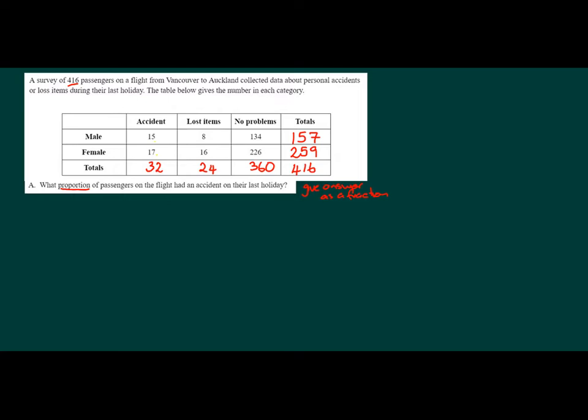So here, proportion of passengers on the flight, so that's all of them, so it's going to be out of 416. So we can put here, there are 416 people on this flight, and how many had an accident on their last holiday? Well, 32 of them did. Okay, so the proportion that had an accident is equal to 32 over 416. That's basically how you do it. You just look at the two particular categories. We haven't said in this first part here if there's a condition on the passengers, so therefore that's the reason why we use all of the passengers.